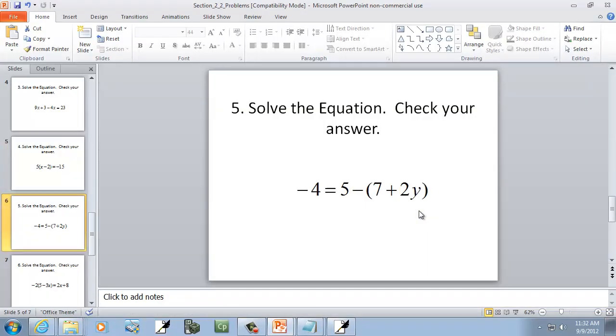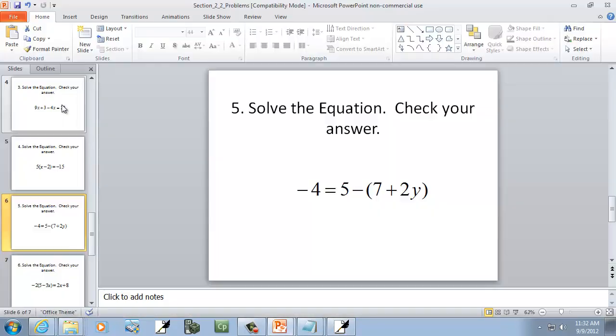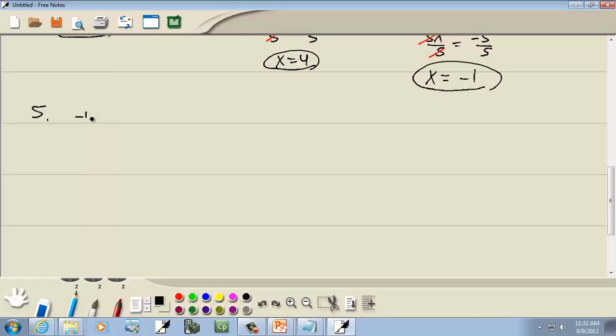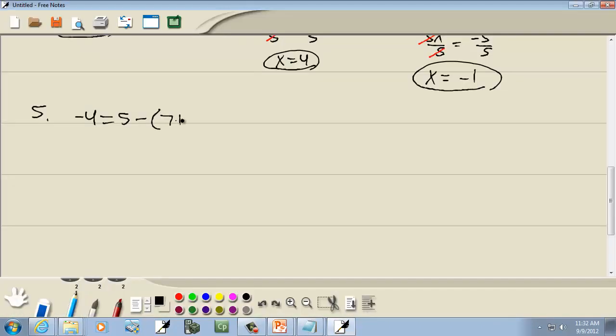Let's look at our fifth example. Got negative 4 equals 5 minus, and then 7 plus 2y. Well, first step, get rid of parentheses. We do have parentheses here. There is no number in front of the parentheses, but there is always the invisible 1 if there isn't one. So that's like negative 1. So we're going to take negative 1 times 7 and times 2y.